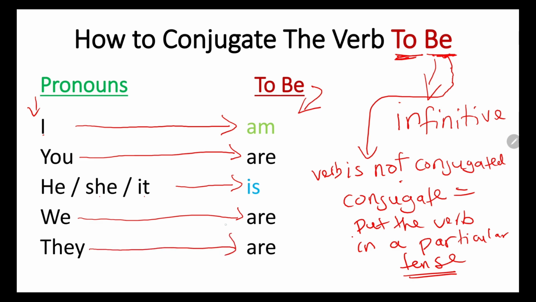Remember, to help you understand or remember faster, note that you have a change here and here. This and this and this remain the same. So you have 1, 2, 3 are, but when you use I, it has to change to am. And when you use he, she, or it, it has to change to is. Got it? Let's move on.